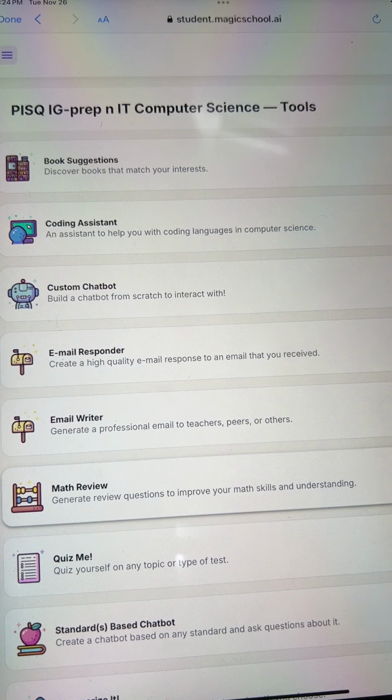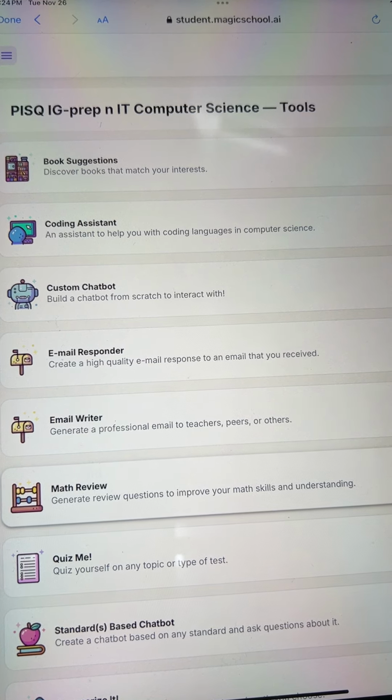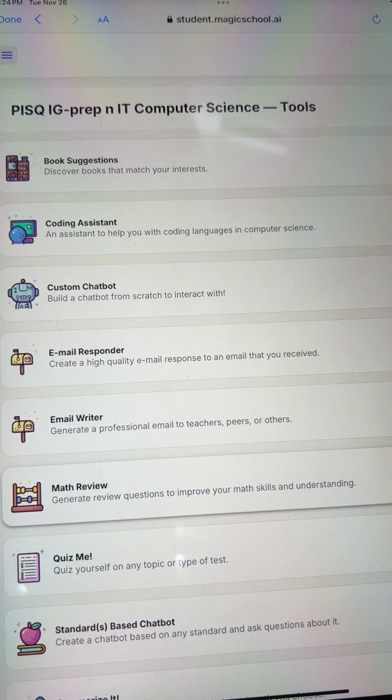With the custom chatbot, you can interact with it and ask many questions regarding your topics and subjects. Email responders help if you are communicating by email with universities or institutes outside, and how to respond to them with proper prompts. And the email writer, of course, if you want to ask a query. Many students hesitate, saying, sir, how do I write an email? This is related to English, and hopefully you all know the structure of an email. If you don't, it will generate a professional email to teachers, peers, the higher-ups, or principals, wherever you have a query.